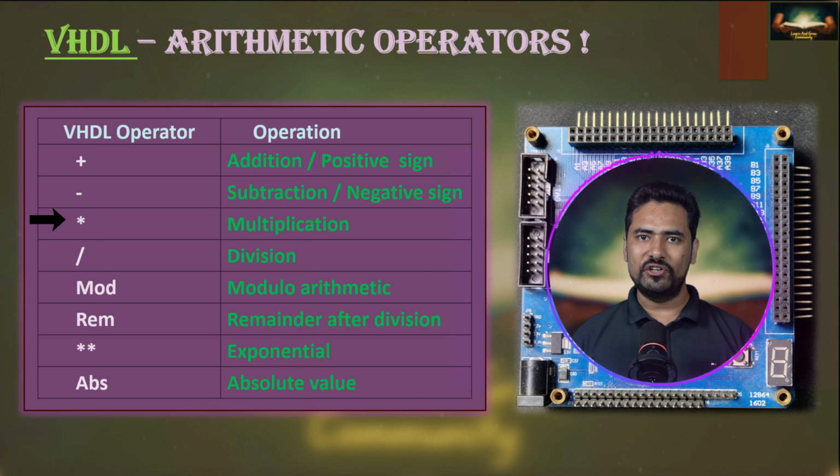Third is multiplication, and the symbol is the star symbol. This will multiply two numbers. Fourth is division, and the symbol is the slash sign. This will divide one number by another number.